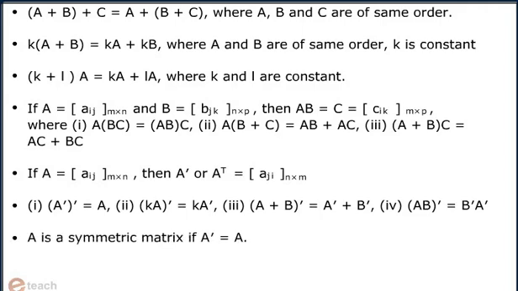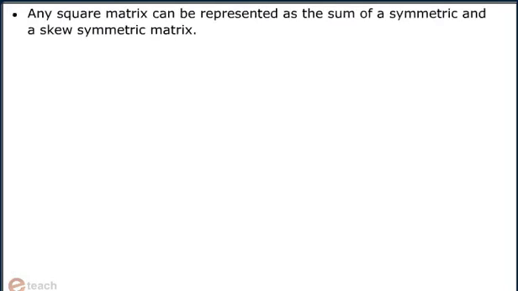A is a symmetric matrix if A′ equals A. A is a skew symmetric matrix if A′ equals −A. Any square matrix can be represented as the sum of a symmetric and a skew symmetric matrix.